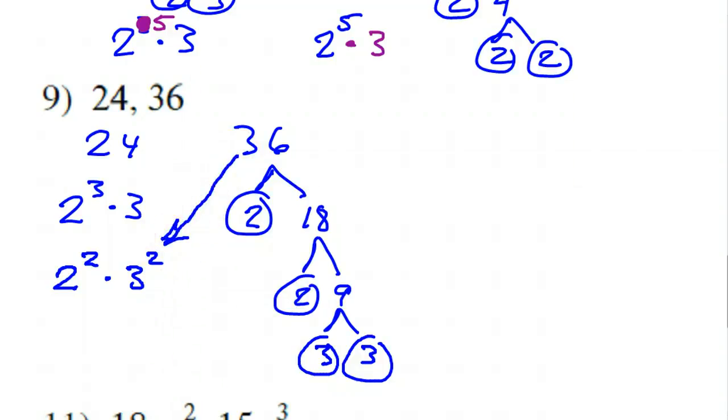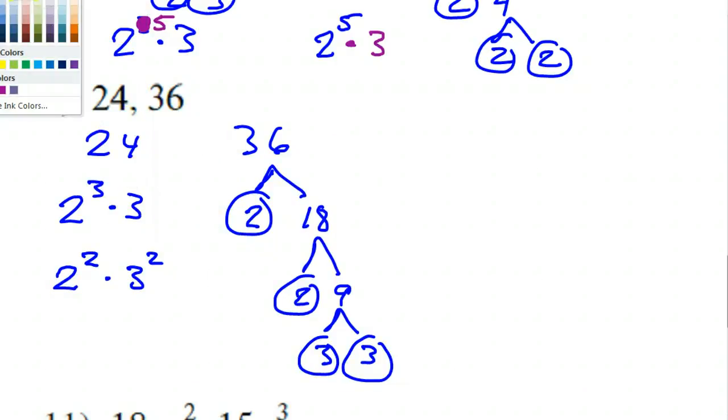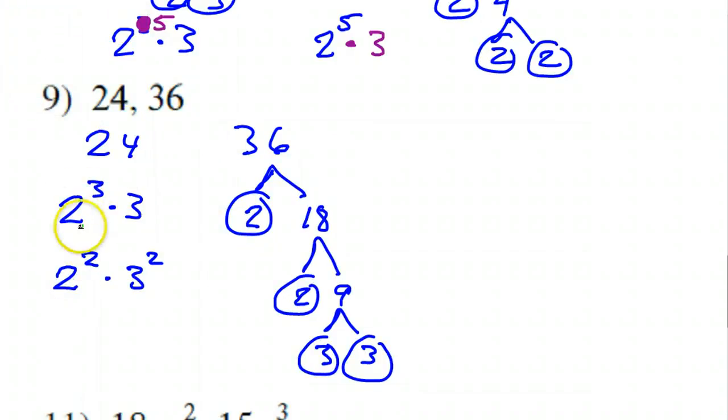All right, now if I want these to be the same, I got the 2's. This is 2 to the 3rd power. This is only 2 squared. So I'm going to have to make this be 2 to the 3rd power. You can only make them more, not less. Looking at the 3's, this is 3 squared, this is only 3. So I'm going to have to turn this into 3 squared. So the least common multiple will be 2 to the 3rd power times 3 squared.